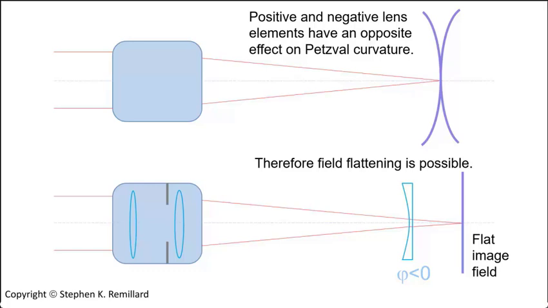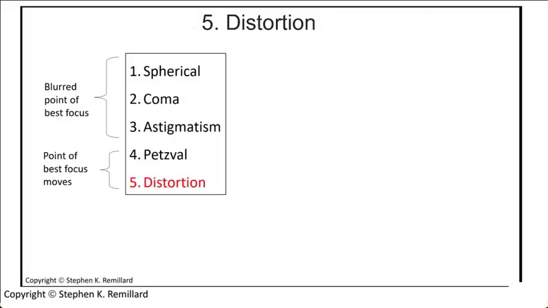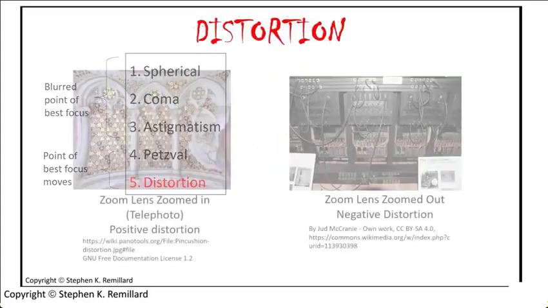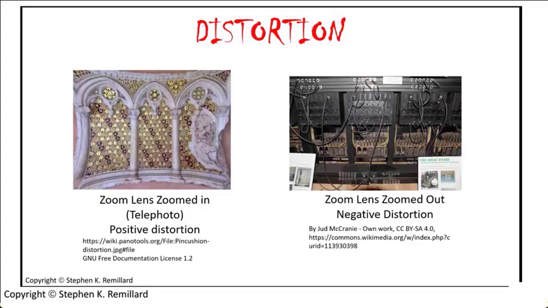The field flattener, as it's called, is usually positioned right in front of the paraxial focus so that it flattens the image surface without otherwise significantly influencing the image. But it doesn't need to be there. Field flattening can also be accomplished by judicious selection of the lens elements in the compound imaging lens. Petzval moves the best focus point off the image plane, and distortion moves the best focus point to a new location on the image plane. As with the other aberrations, distortion comes in a positive and a negative form.